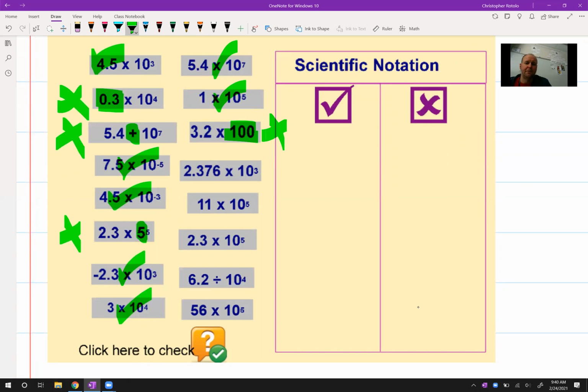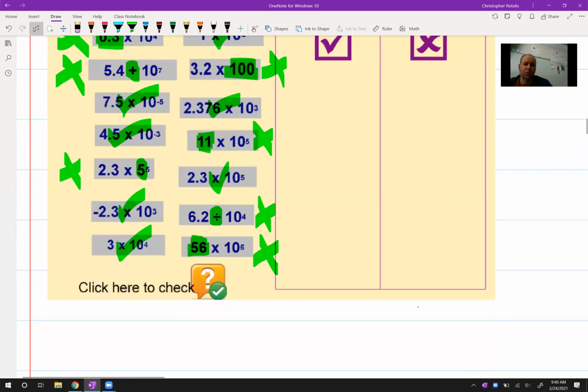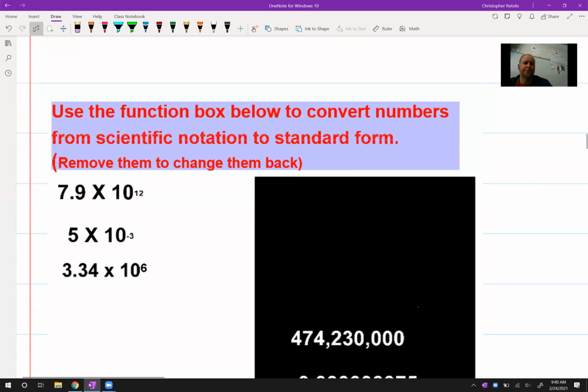2.376 times 10 to the third. I like it. 11 is a problem, right? So 11 is no good here. 2.3 times 10 to the fifth. Good stuff. Divided? I don't think so. Not in scientific notation. And 56. All right, we have a problem there as well. So we can see some of those that are good versus some that are not. So you should be able to sort through those anytime you want.